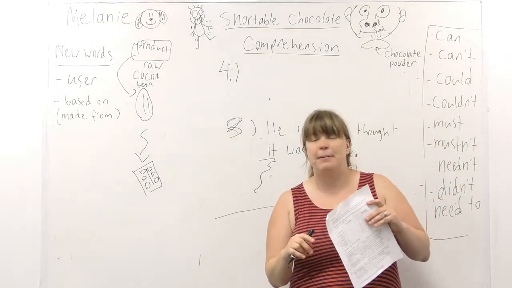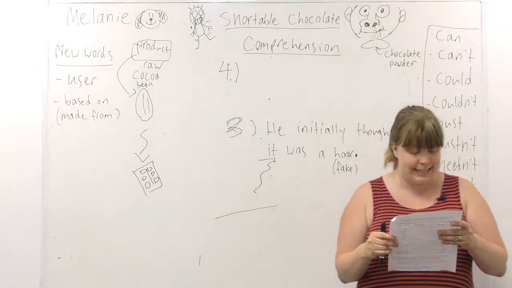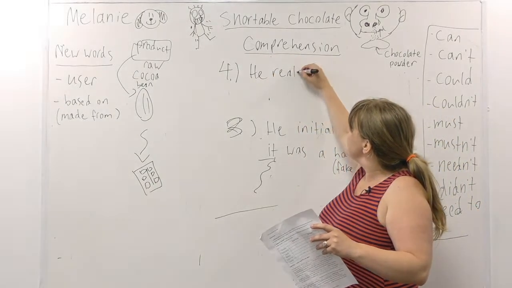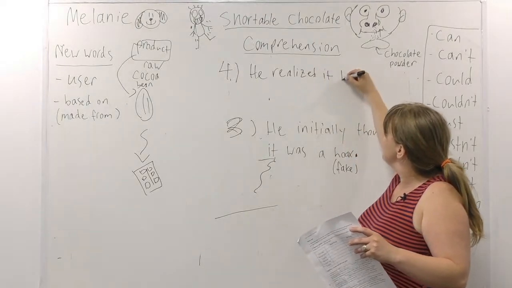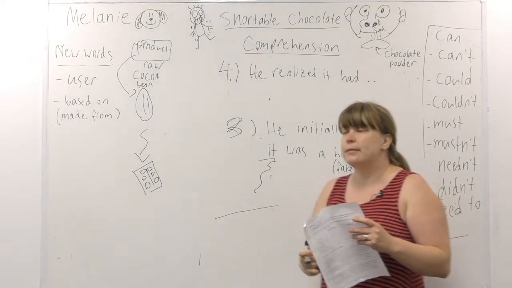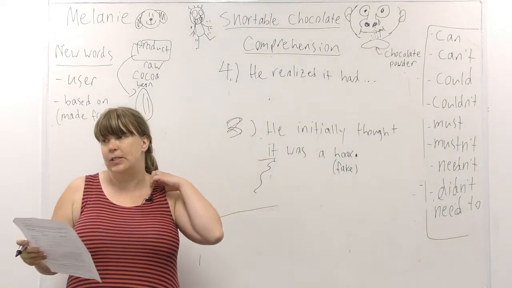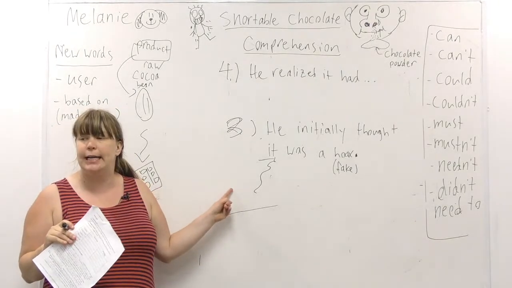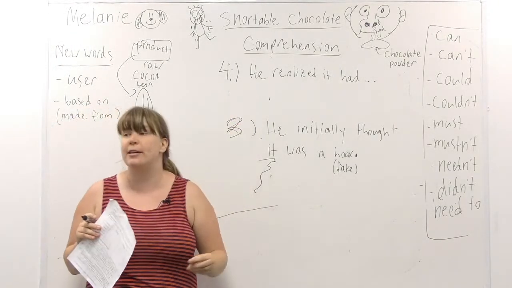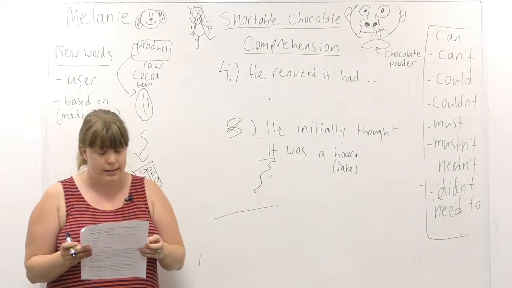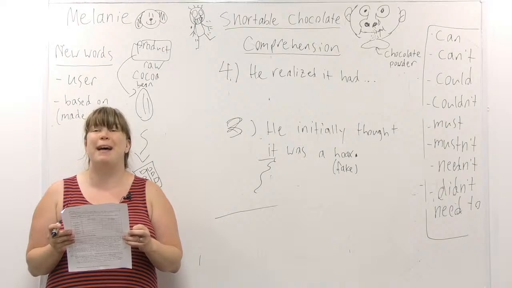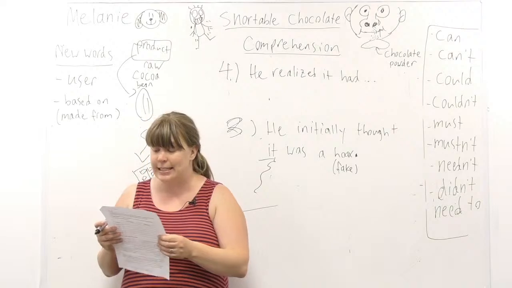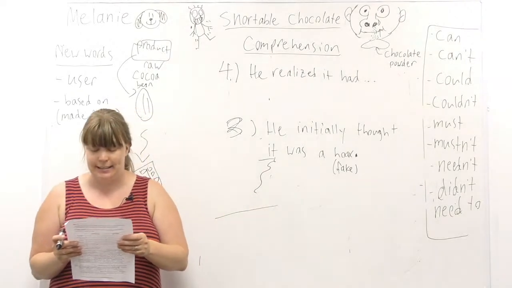All right, so I guess you're typing out that answer for number 3. Okay. He realized it had. So if you can't do number 3, that's fine. I'd like you to try number 4 if you can't do number 3. So what prospects did the CEO realize that the product had?